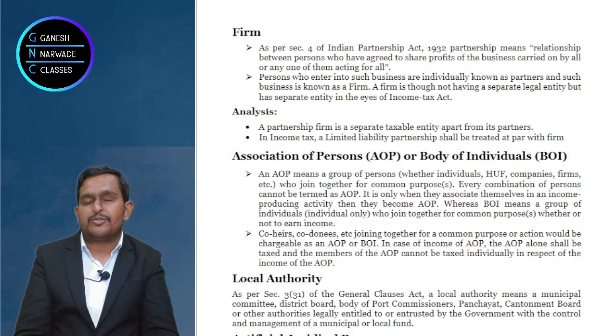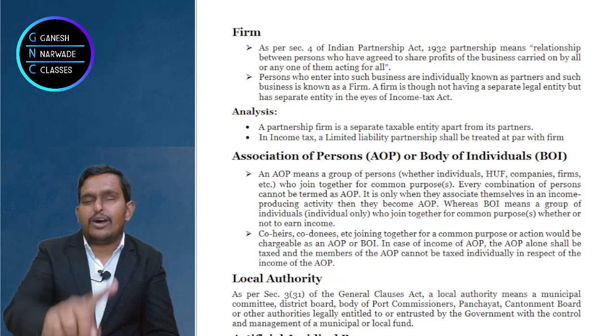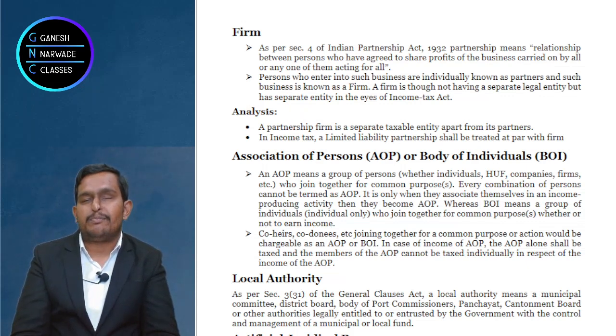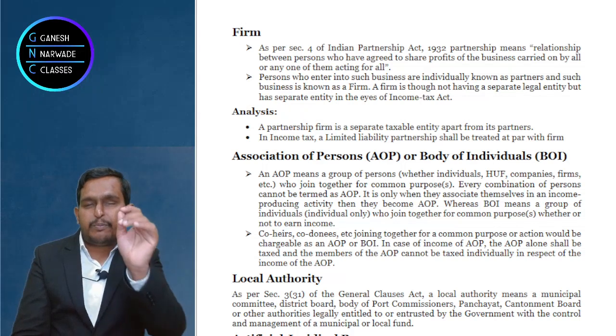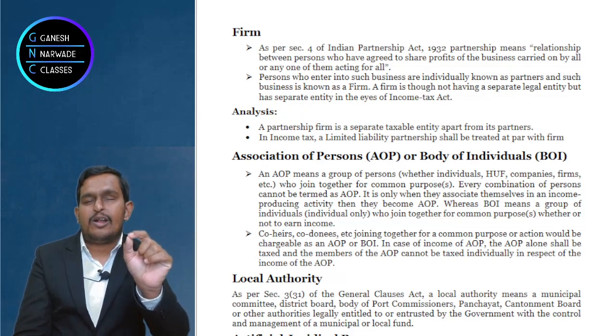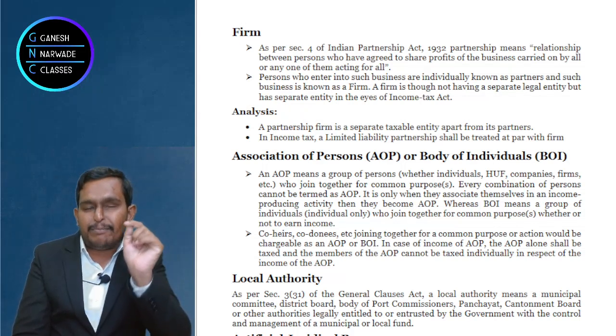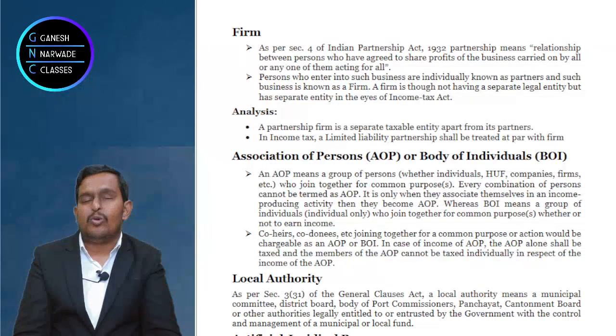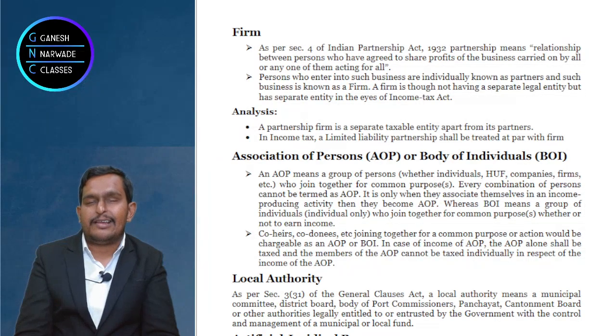Such organization is called an Association of Persons, and it is always for profit. If it is a non-profit company, you cannot say it is an Association of Persons. Only if it is for profit, commercial activity, then it is an Association of Persons. Okay? Then what is Body of Individuals?